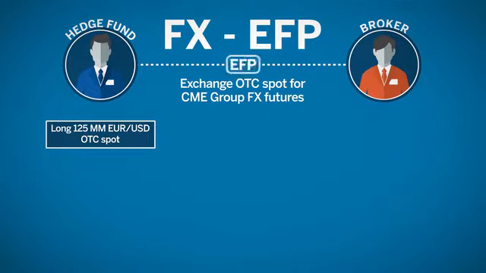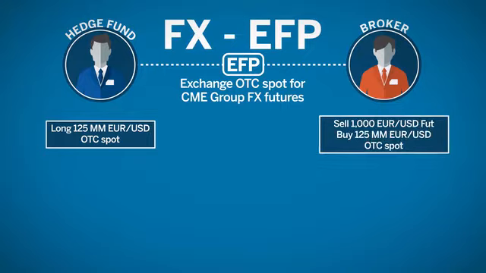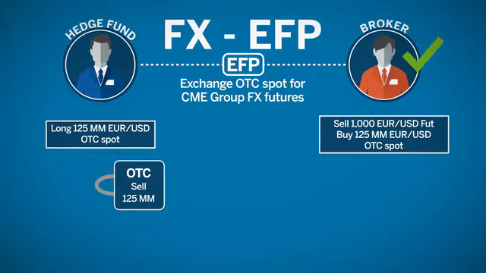To initiate the transaction, the hedge fund contacts its broker to find another counterparty to execute an FX cash versus futures trade, an EFP. Instead of executing an OTC swap, the hedge fund wants to sell its euro/US dollar FX spot position and buy an equivalent position in the euro/US dollar FX futures for a forward date. The broker confirms the agreement.